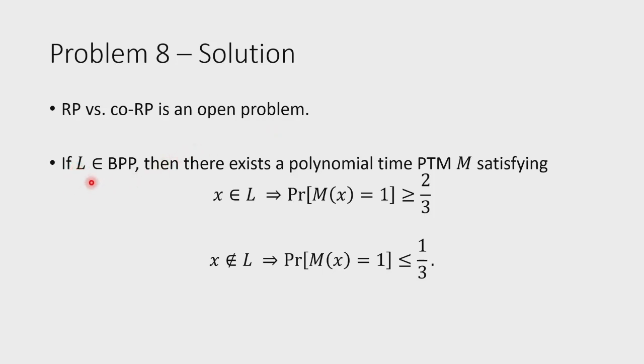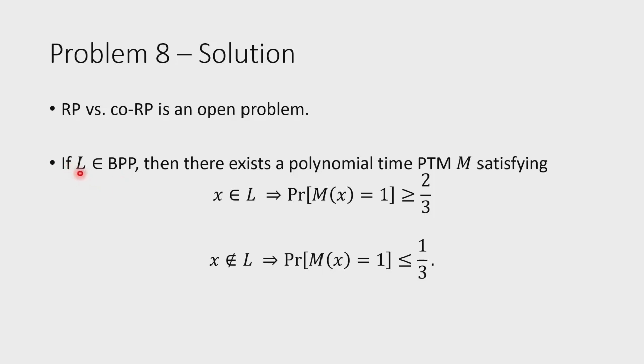Is this because in the case of RP and co-RP, we have only one-sided error? Right, so the error is unbounded at one end, and therefore they cannot be closed under complement. And the remaining two cases have two-sided error, so they may become closed under complement. So let's first prove it for BPP.